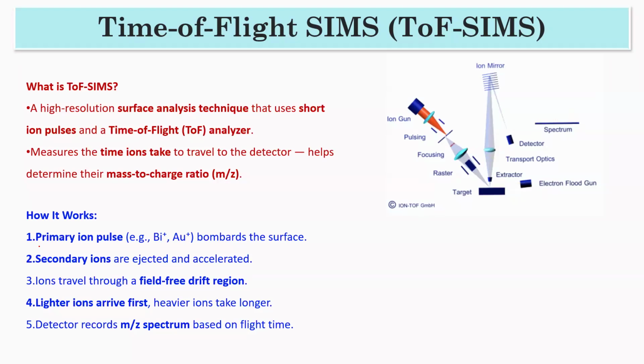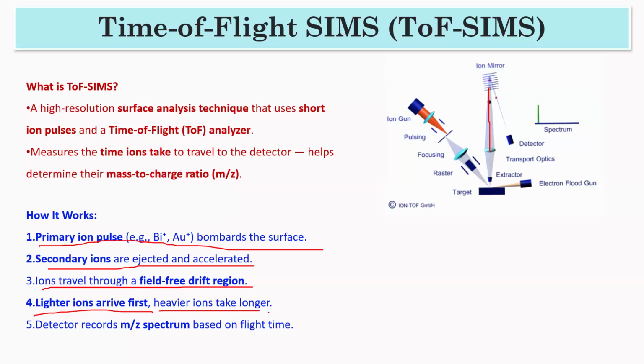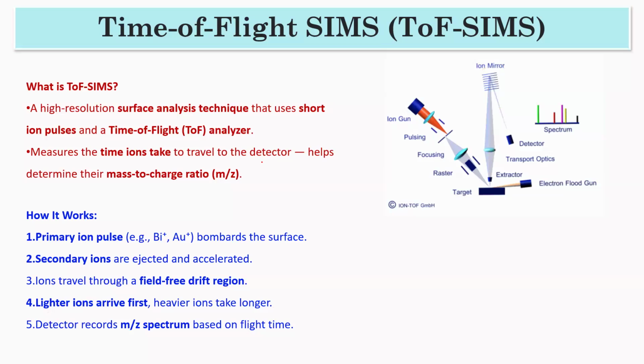This is the same thing I told. The primary ion pulse will bombard the surface. Secondary ions are ejected and accelerated. Ions will travel through a field-free drift region, as in time of flight, which is this one, right? Lighter ions will arrive first because they have more kinetic energy, and heavier ions take longer. Because of this only, we are using this reflectron, also called an ion mirror, so that the kinetic energy will be balanced between them. The detector will record the m/z spectrum based on flight time.